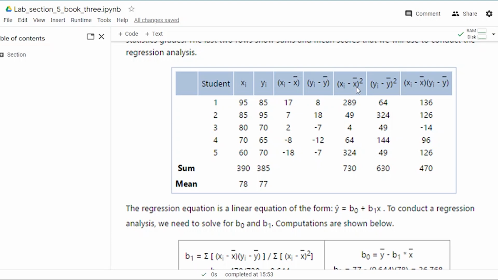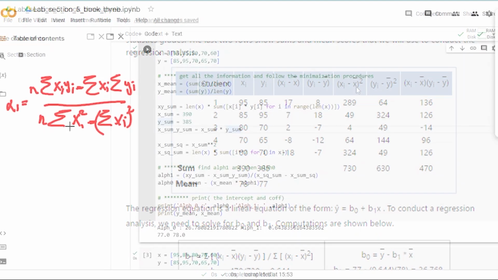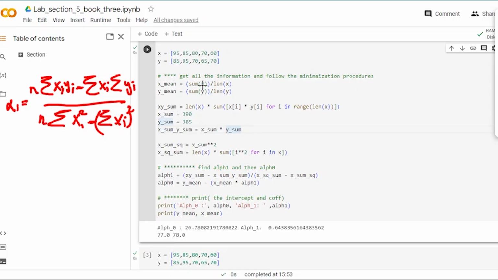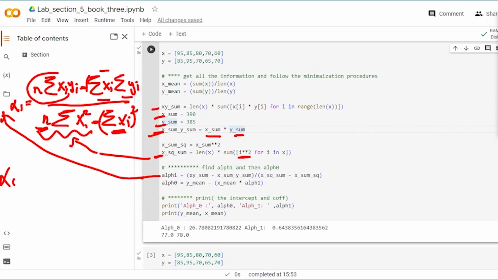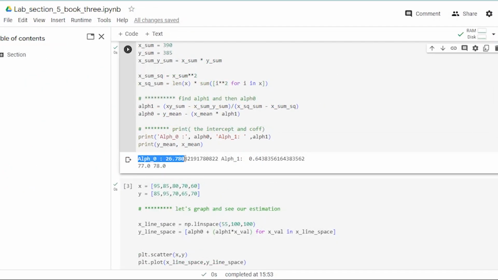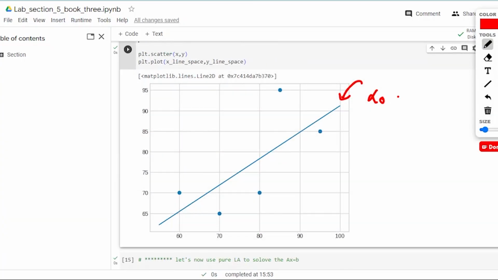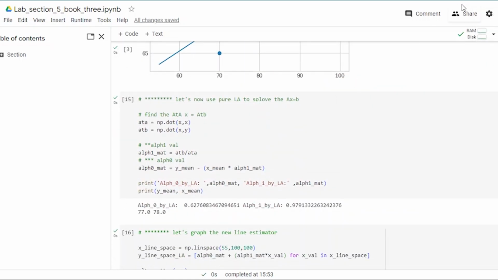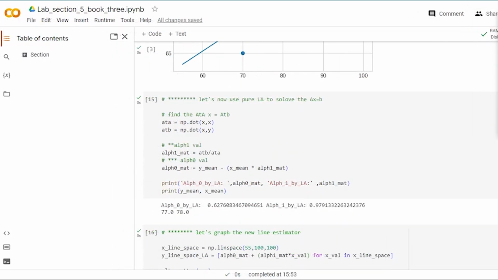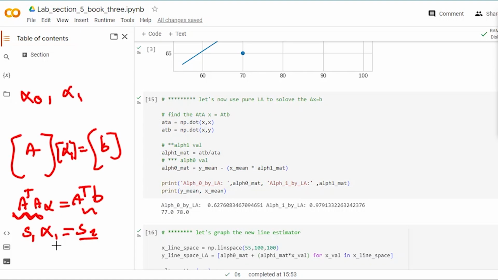Basically the exact problem, as we have seen, these 5 points of X and Y, using the minimization of the residual error to capture alpha 1 and alpha 0. This particular equation to capture alpha 1 is exactly what I have done here. Alpha 0, if you remember, is Y bar minus alpha 1 times X bar. You will get the values of alpha 0 and alpha 1. If I want to graph this line, it is going to be alpha 0 plus alpha 1 multiplied by every value in the line space. Let's solve alpha 0 and alpha 1 using matrix multiplication. Just by dividing S2 by S1, you will get alpha 1. And from there, you can capture alpha 0, of course, by taking the mean of Y minus the mean of X multiplied by alpha 1.